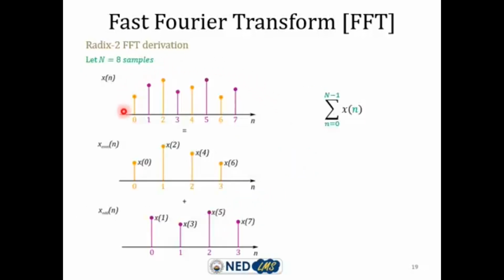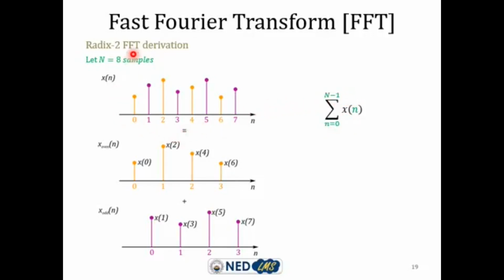Now let's assume this is our x of n whose length is equal to 8 samples. So the value of N is equal to 8 and the index values are from 0 to 7. So we can write the limits of summation in the DFT analysis equation as small n is equal to 0 to N minus 1 for x of n.